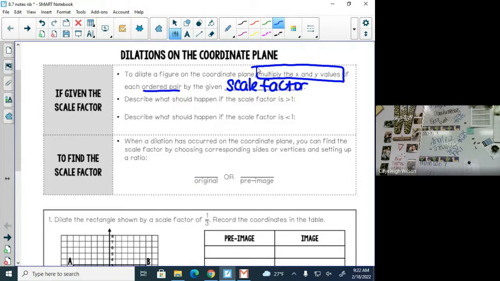So they might give you an ordered pair. You might have to find the ordered pair off the graph, but with a scale factor for an ordered pair, you multiply both the x and the y by that number. And then we just talked about this. Describe what you have when the scale factor is greater than 1. It gets larger. It's an enlargement. The scale factor is less than 1. Then it's a shrink. It gets smaller.